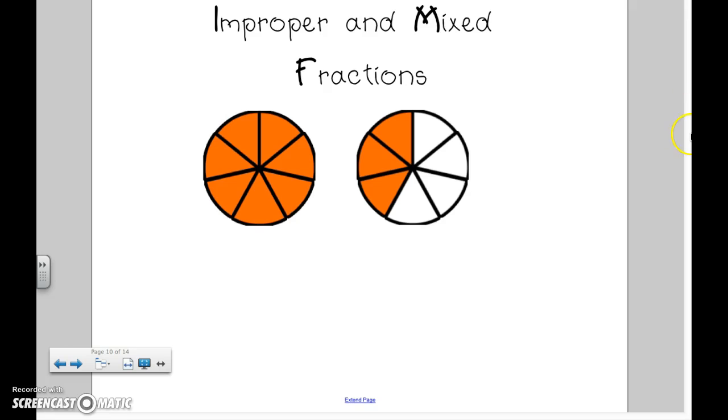Let's look at this one. I want to know my denominator: how many each circle is cut into, not combined, each circle by itself. 1, 2, 3, 4, 5, 6, 7. So this denominator is going to be 7. And then how many total orange pieces are there? Well, there's 7, 8, 9, 10. So that's going to be 10/7 as my improper fraction because my numerator is larger than my denominator. I have 1 whole circle and 3 out of 7 shaded in this circle. So that's my mixed fraction because it has a whole number.